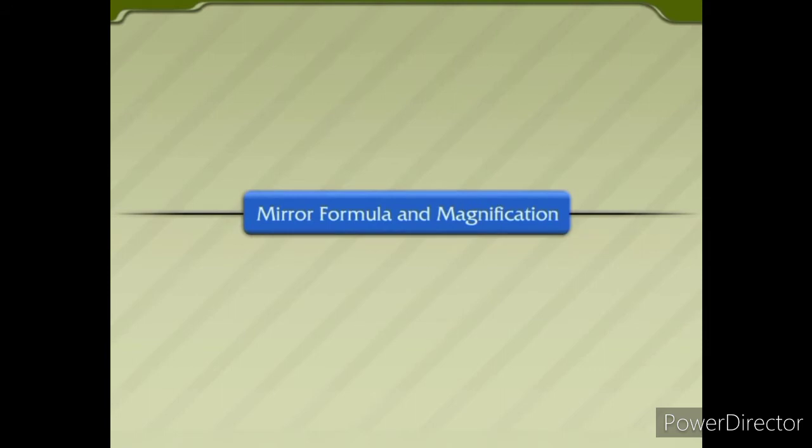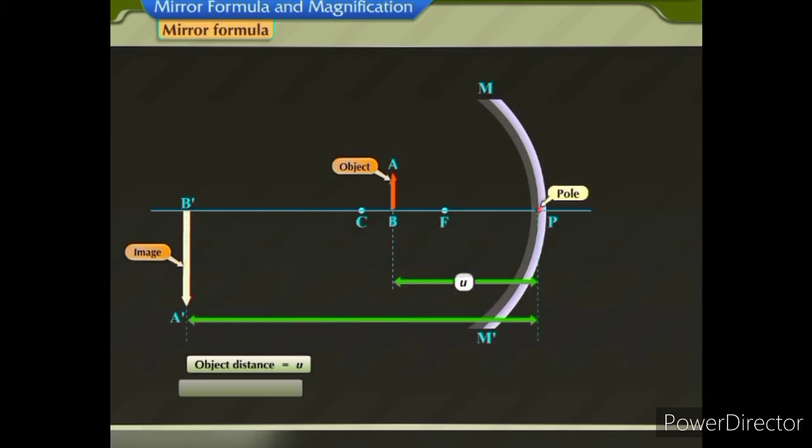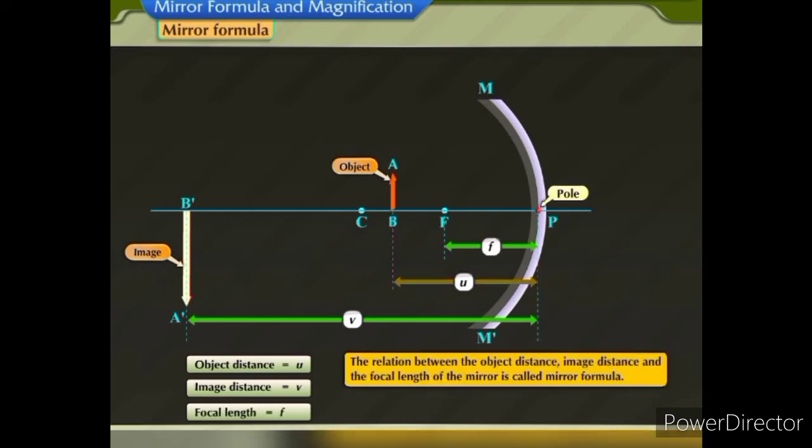Mirror formula and magnification. Mirror formula: the distance of the object from the pole of the mirror is called the object distance. It is designated by letter u. The distance of the image from the pole of the mirror is called the image distance. It is designated by letter v. The distance between the pole and the principal focus is designated by letter f. The relation between the object distance, image distance, and the focal length of the mirror is called the mirror formula.